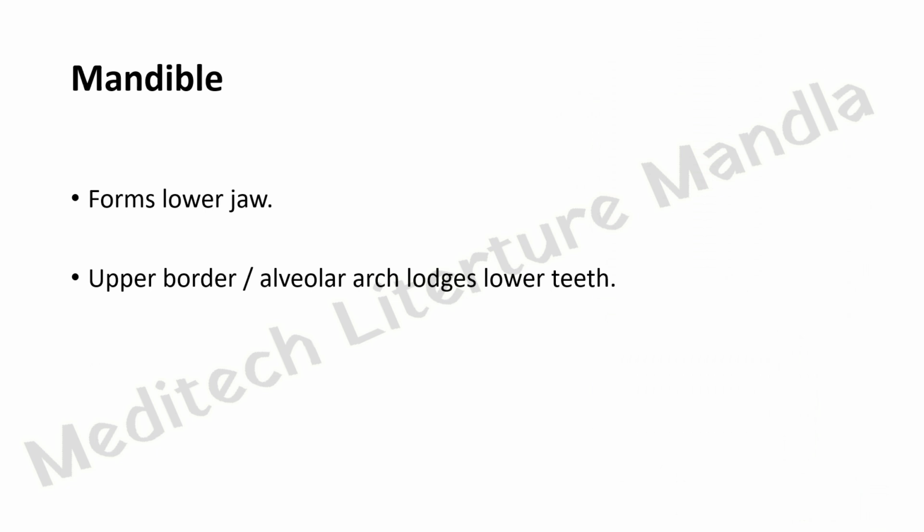The next bone is the mandible, that is the lowermost bone. It forms the lower jaw. It bears teeth in the alveolar arch or in its upper border. So these are the different bones and the structures that are seen in Norma Frontalis.